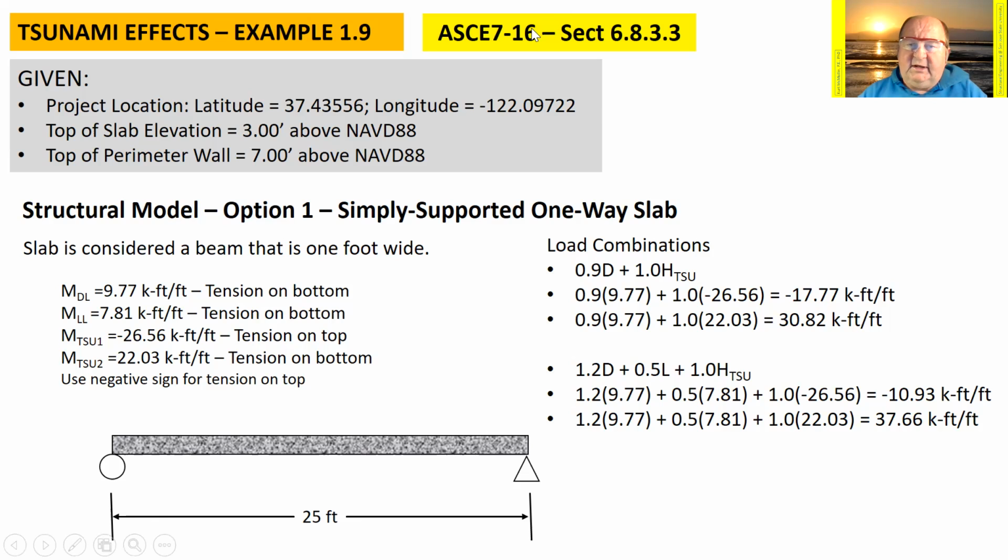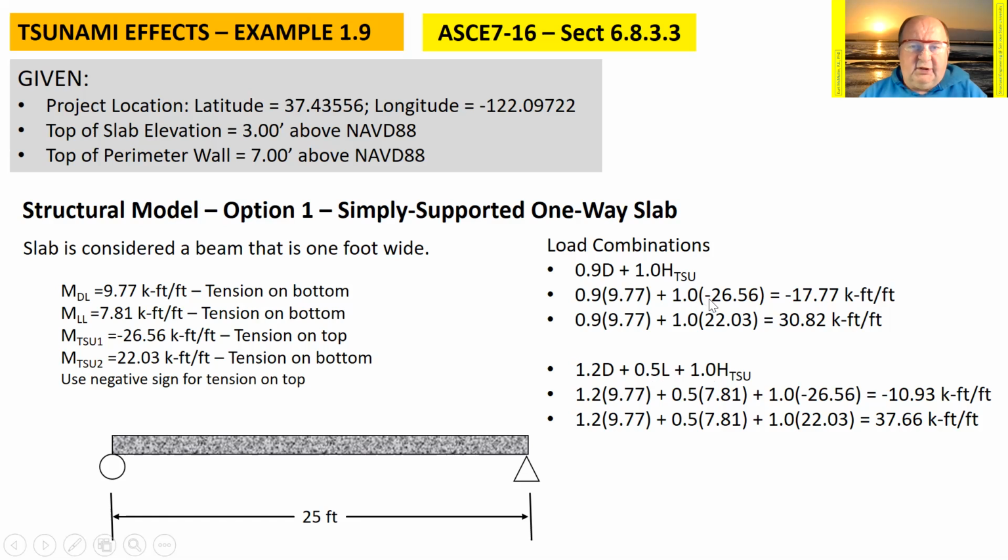ASCE 7-16, section 6.8.3.3 tells me that for tsunami action, there are two load combinations I need to consider. One is 0.9 times the dead load plus the tsunami force. The other is 1.2 times the dead load plus half the live load plus that tsunami force. So I put these together.